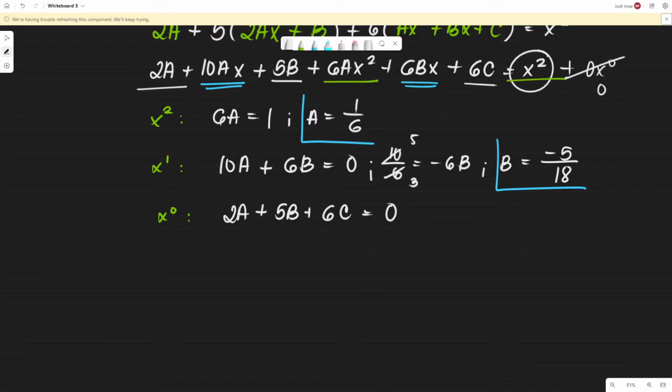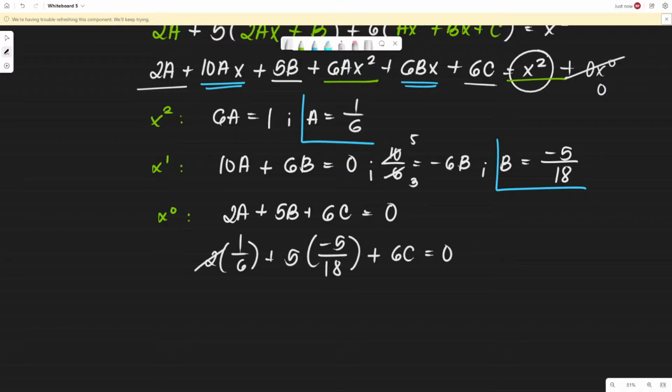Okay, so we have the values of a and b. So, pwede natin i-substitute na lang yun. No, so, we have here 2 times 1 over 6 plus 5 times negative 5 over 18 plus 6c is equivalent to 0. So, this will be 1/3. Ito naman, wala naman makakancel. No? So, we have 1/3 minus 25 over 18 plus 6c. Okay, is equivalent to 0.